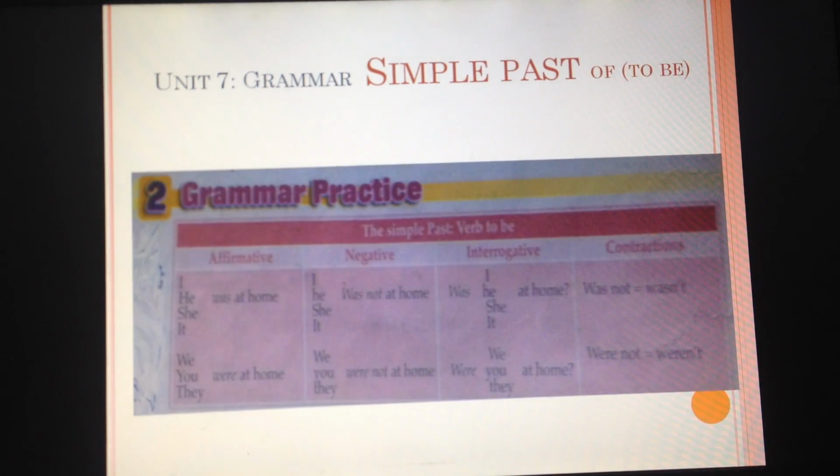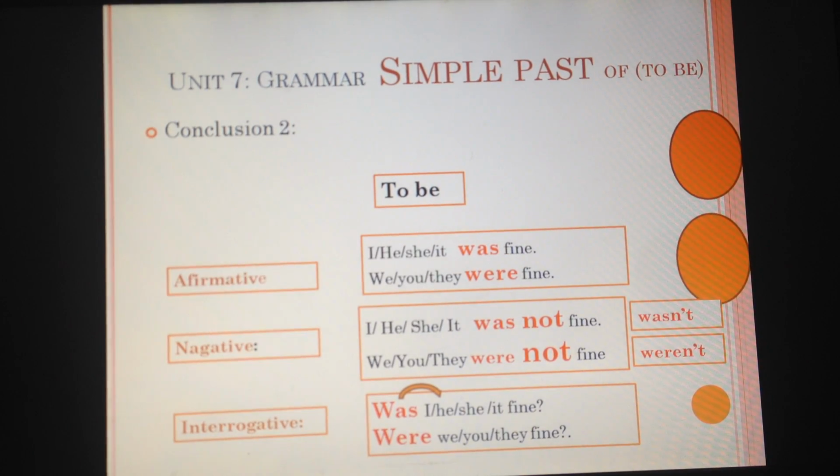Good. Great. What about the sentence form now? The affirmative, the negative, and the interrogative form. Take a moment, read these examples, and what are your conclusions? Good. Now, conclusion number 2. For the verb to be in affirmative, as you can see, we have two forms, for the singular and for the plural. And the verb follows the subject, so the verb is used after the subject.